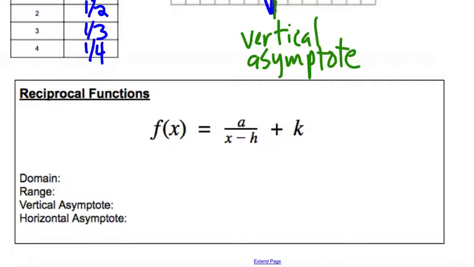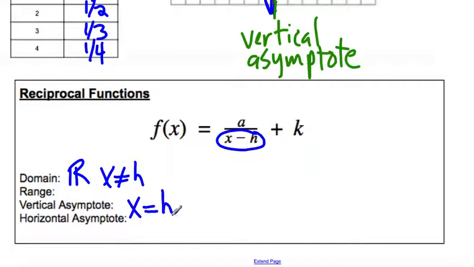But let's talk about domain. You can plug in anything you want into this function, except we can't divide by 0. So if you plug in h, that would give you h minus h, which is going to give you 0. So it's all real numbers except x cannot be h. Okay, so any number that's going to cause you to have 0 in the denominator is not part of the domain. What that means is you are going to have a vertical asymptote at h.